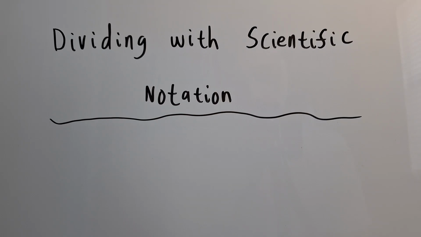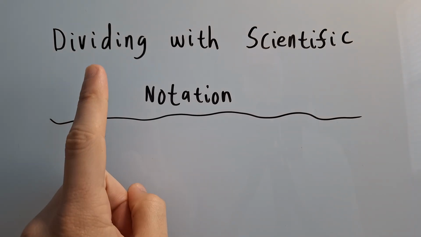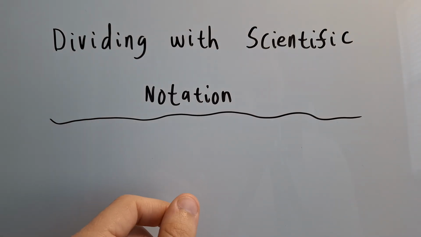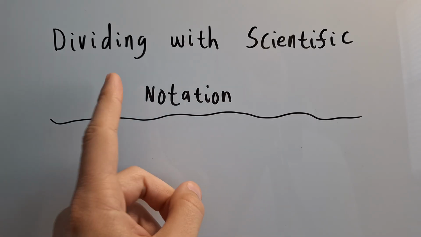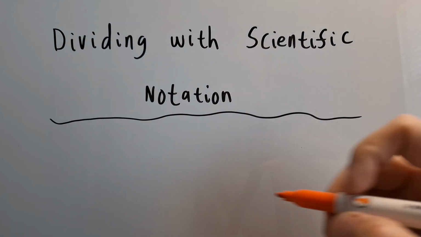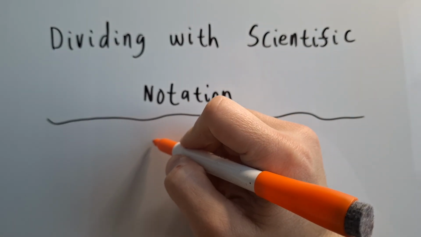Hello everyone, in this video we are going to talk about dividing with scientific notation. So similarly to multiplication, we're going to implement the commutative and associative properties of multiplication as well as rules for exponents. The only difference here is that with the rules for the exponents, we're going to subtract them versus adding them because now we're dividing. So let's take a look at an example.